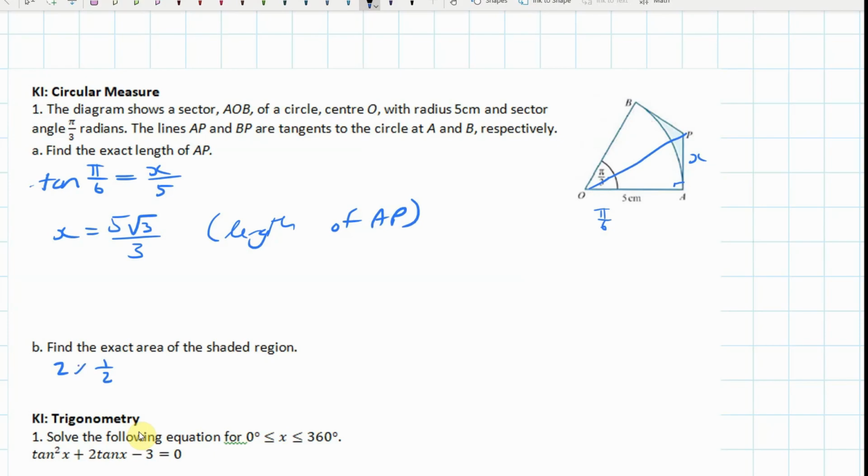It is half base times height, we can do that. Half, 5 times the height, which was what we found in the previous question, 5 square root 3 over 3, and we've got two of those. And then we're going to subtract from them the area of the sector, which is half r squared theta, half times 5 squared times pi over 3. And what this gives us is our answer.